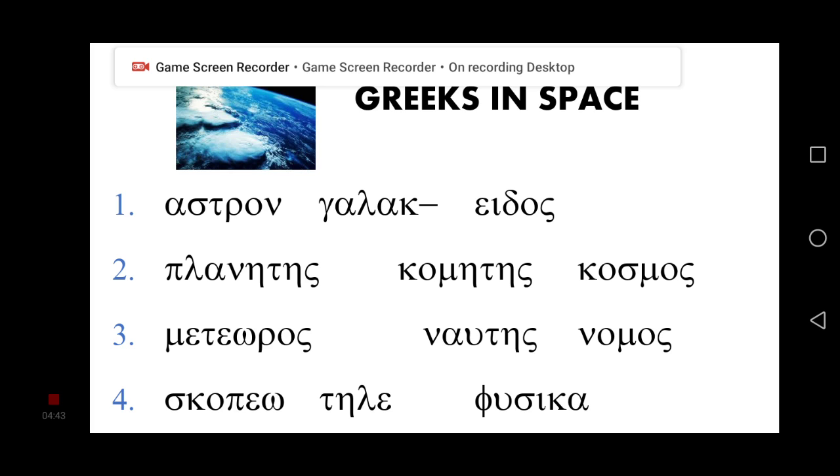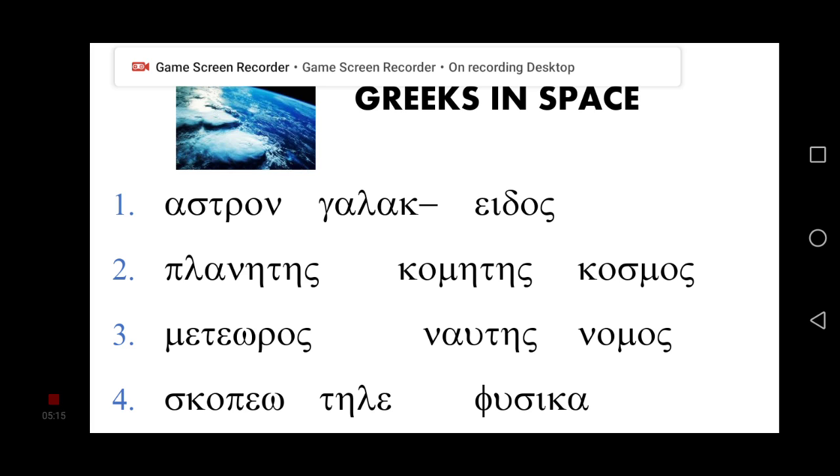Russian astronauts are actually called cosmonauts. Astronaut and cosmonaut are new words. So the Russians decided to go with the cosmos, the universe, and the Americans decided to go with astronauts, the stars. The nautes you will see in number 3, and it means sailor or navigator. So an astronaut is a navigator of the stars, and a cosmonaut is a navigator of the universe.